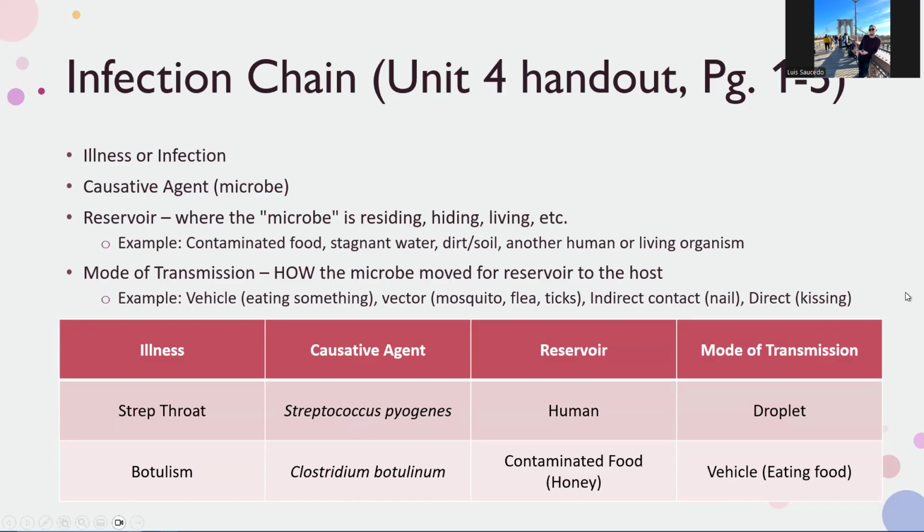So I have a couple examples down here. We do have some examples on page 1 of your study guide. I recommend that you have those completed because most likely one or two of those cases will be on the final exam. But for example, an illness such as strep throat, causative agent is Strep pyogenes. The reservoir for strep throat is typically a human. So humans will transmit those airborne droplets, and then other people around them will get sick, and then they'll develop a strep throat infection. And then things like botulism caused by Clostridium botulinum.